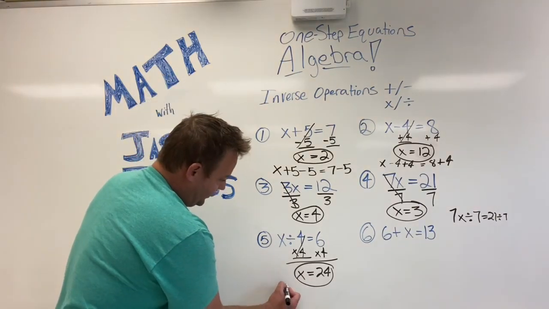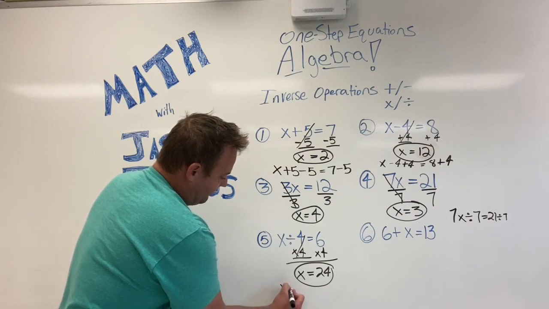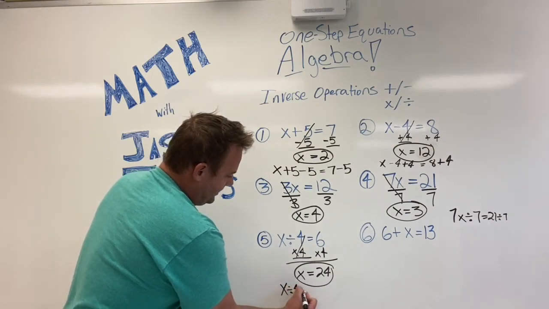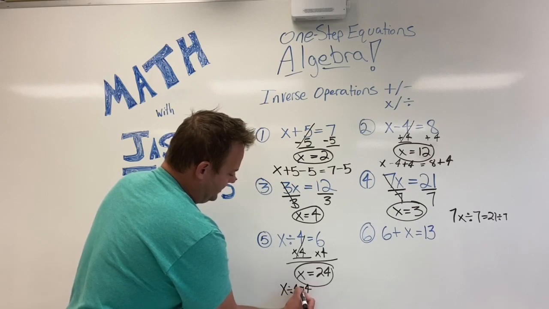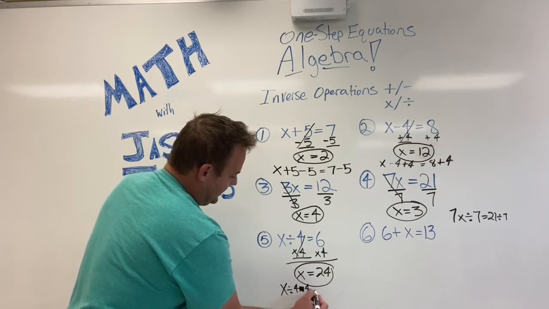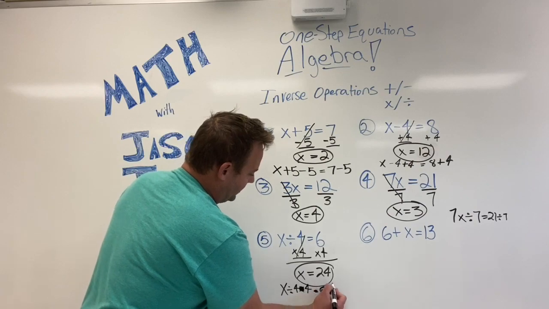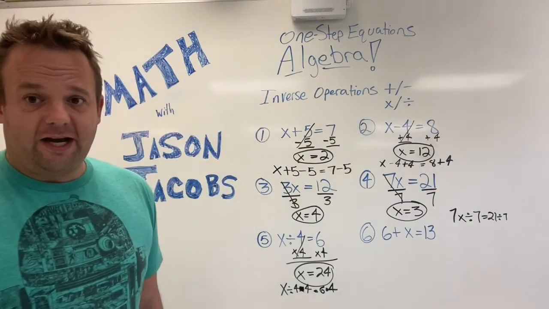Now, this is the way they might have you show your work. I'll try to make sure the screen can see it. x divided by 4 times 4, I should probably use a multiplication symbol like a dot, equals 6 times 4. All right, so you might have to show your work like this.